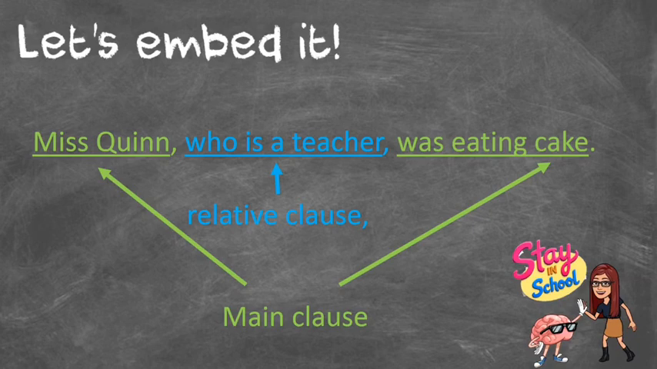Here's our sentence again. Now we know that the part in blue is the relative clause, the additional information to my sentence, because it begins with the relative pronoun. The rest of the sentence, Miss Quinn was eating cake, is the main clause. That's the part of the sentence that cannot be removed because the rest of it wouldn't make sense. However, if I removed my relative clause, the main clause would still make sense on its own. Miss Quinn was eating cake.